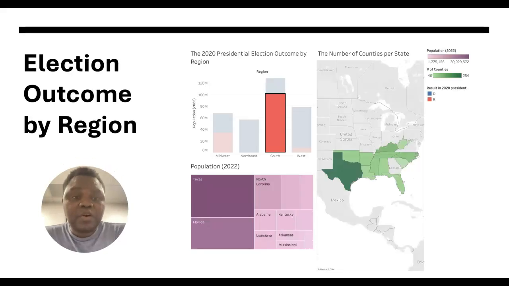About the election outcome by region, this bar chart displays the 2020 presidential election result by region with Democratic votes in blue and Republican ballots in red. The South had the largest total population and a significant Republican majority, whereas the Northeast had a strong Democratic presence.